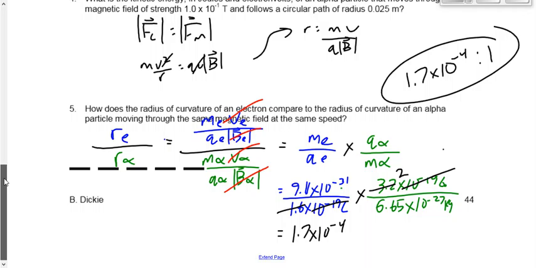The radius of the electron's path, of the alpha particle's path, is 1.7 times 10 to the minus 4 to 1. If we say compare, then this is how we compare. If we say find the ratio, then this is finding the ratio. Compare ratio always means divide. CRD: compare, ratio, divide.